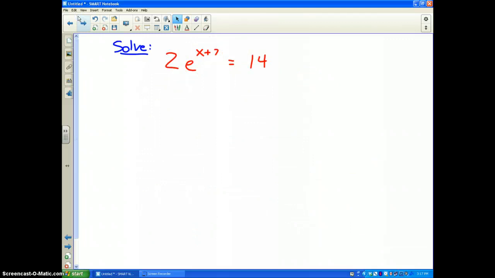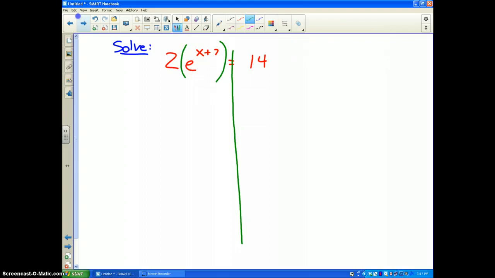Now an e, natural base e. 2e to the x plus 7 power equals 14. Well, we're going to draw our balance scale line. And we're going to get rid of everything that is outside the exponential part. That means I need to divide both sides by 2, which will leave me e to the x plus 7 power equals 7.